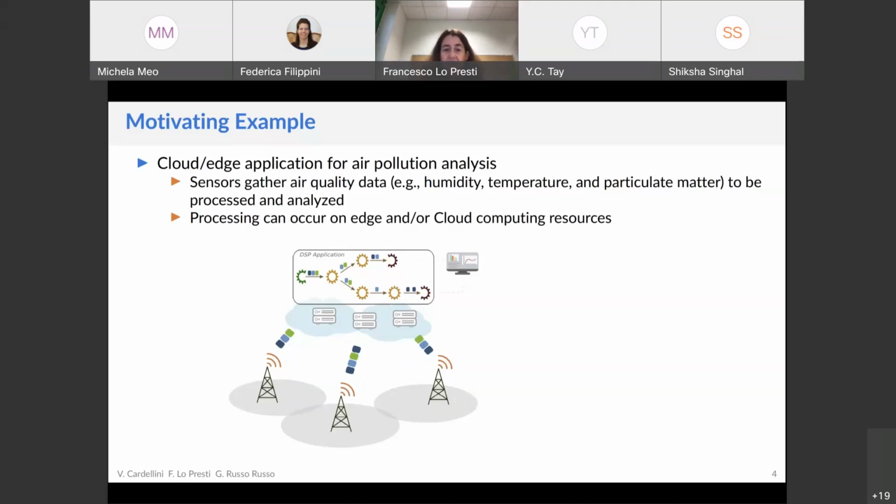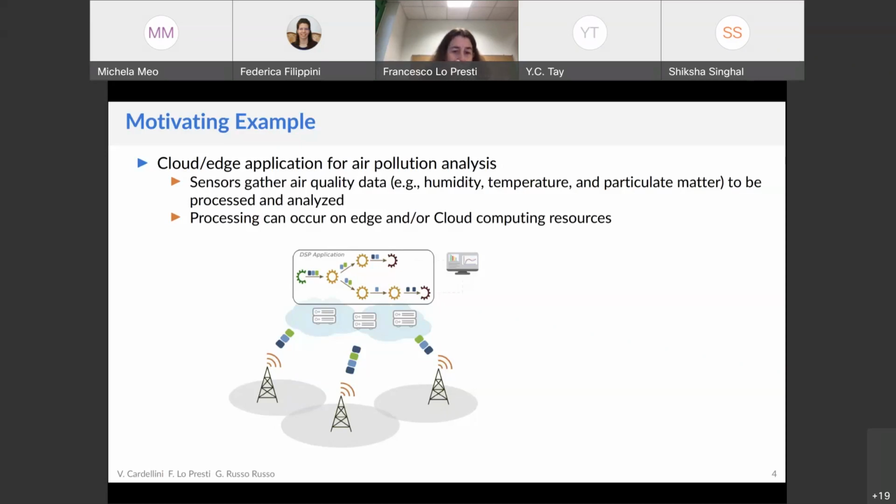of different countries and in different areas of the cities. These sensors gather air quality data, for example, humidity, temperature, and particulate matter that can be used to provide an air quality index. And so all this data can be processed and analyzed, for example, to generate some alarms when there is some situation that needs attention.